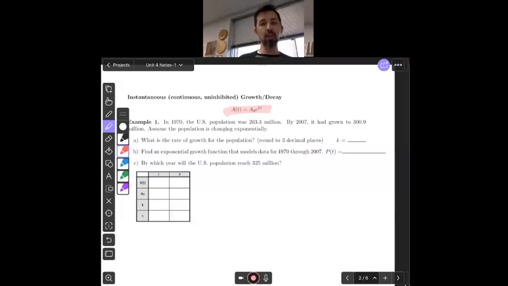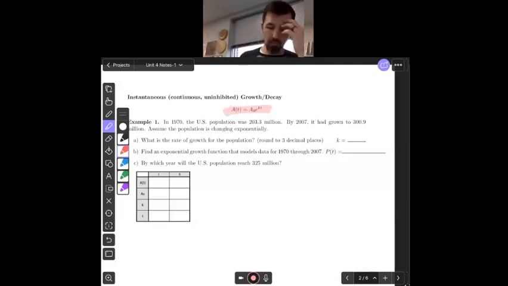Okay. So, right, they're giving us the formula they want us to use. Read over the question real quick. In 1970, the U.S. population is 203.3 million. In 2007, it had grown to 300.9 million. Assume that population is changing exponentially, which is a pretty big assumption, but we've got to make some sort of assumption here.